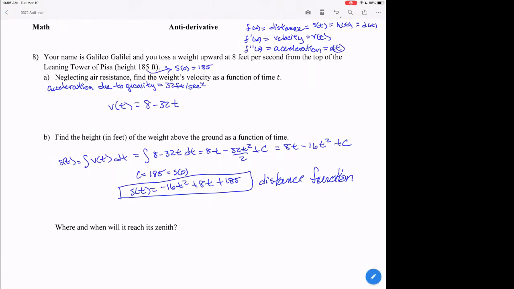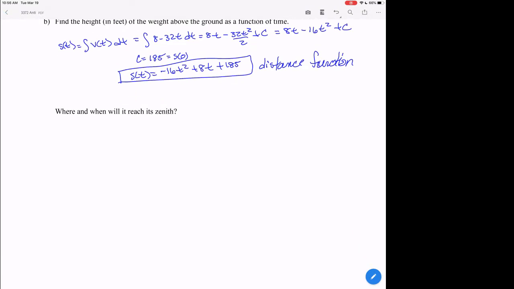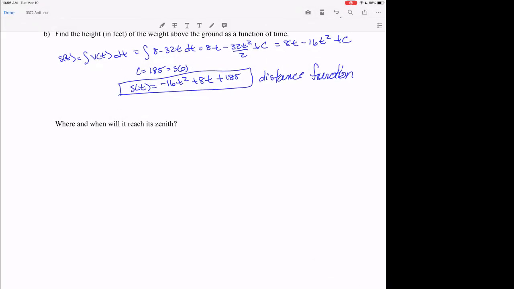Okay? So knowing that, what the last part is asking is to maximize that function. So this peak equals the word zenith. The zenith is the peak. It means that the velocity is 0. So that means I want to find where 0 equals 8 minus 32t. So 32t equals 8. So t equals 8 over 32, which is 1/4 of a second.